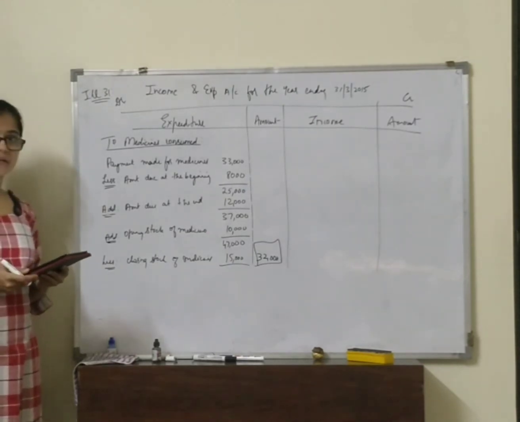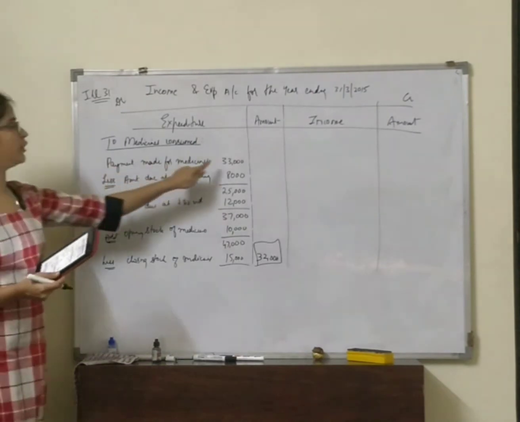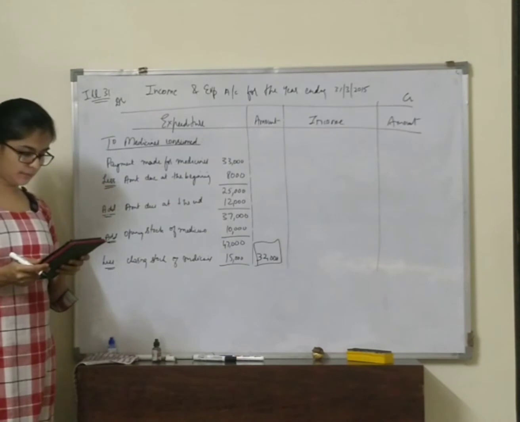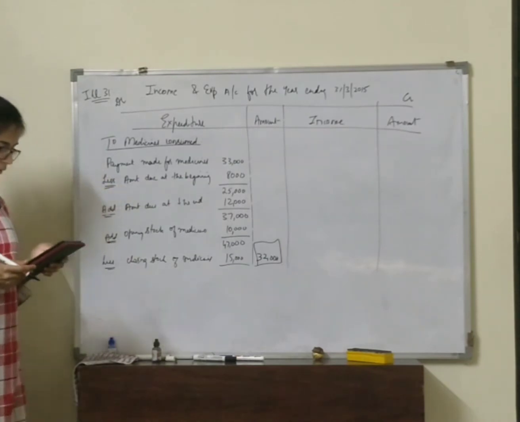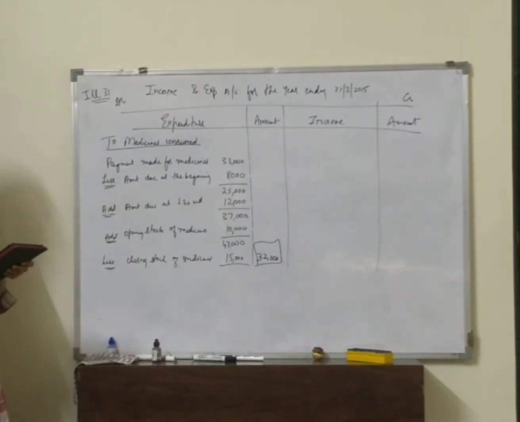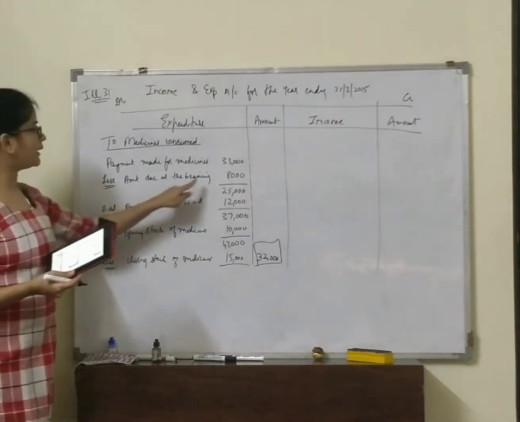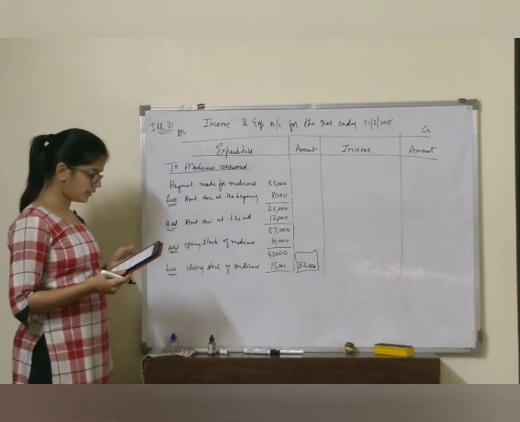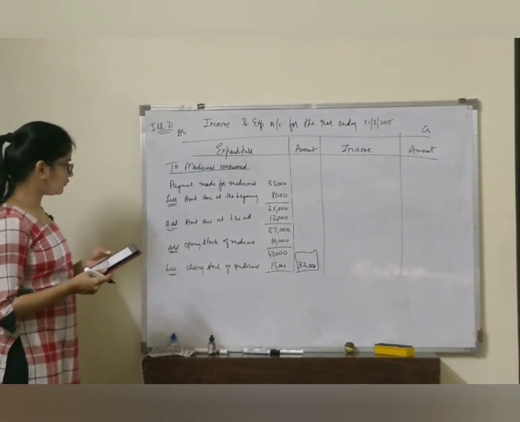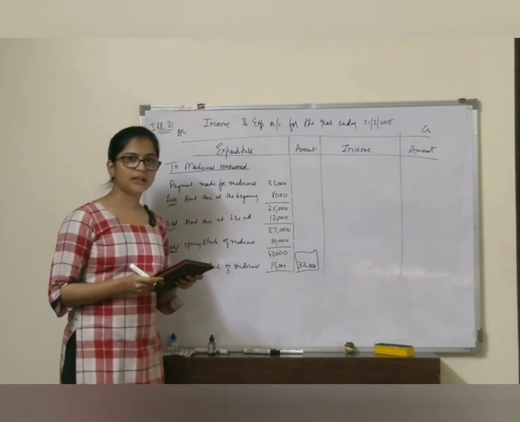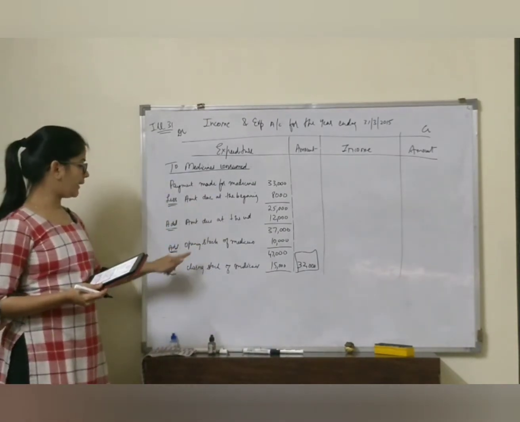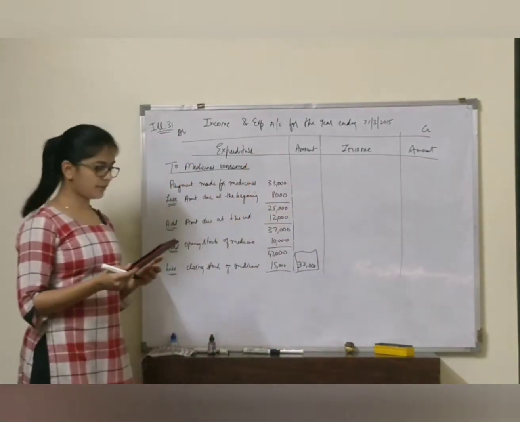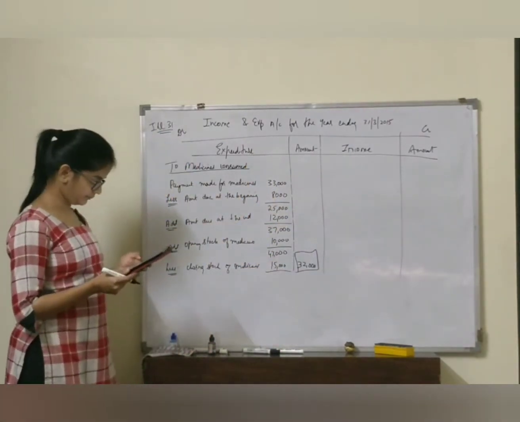In our payment side, the first point, payment of medicines, we got 33,000. Then we will deduct amount due at the beginning to medicine suppliers. In our other information, point number D, they have given us opening is 8,000. Then we will add amount due at the end. After that, we will add the opening stock of medicines. It is given in other information, point number C, and then deduct the closing stock. Whatever answer we get will be written in the income and expenditure account debit side.